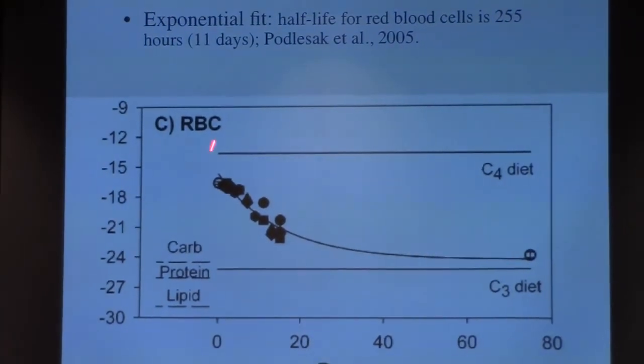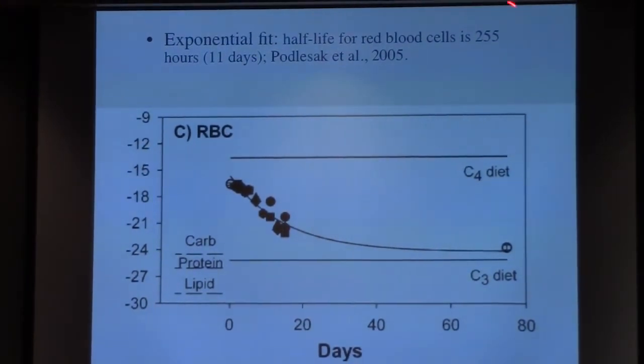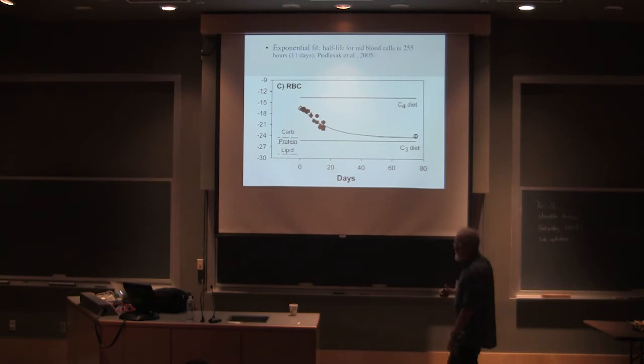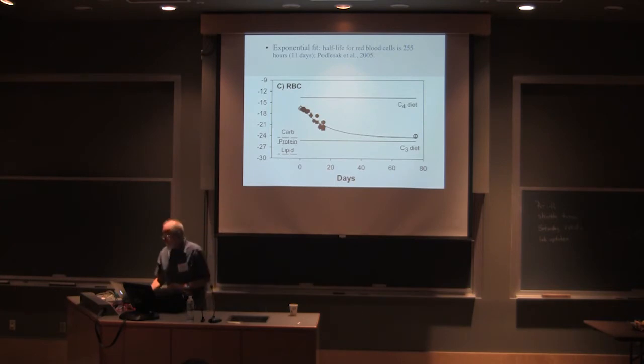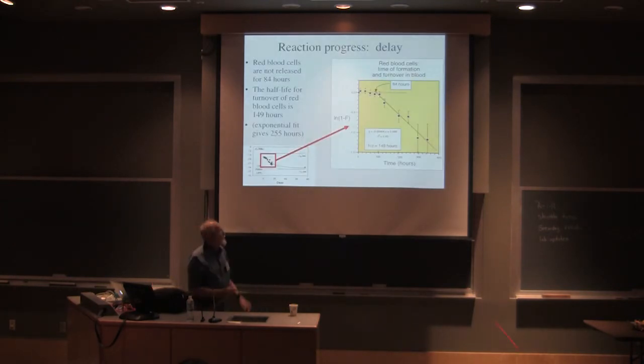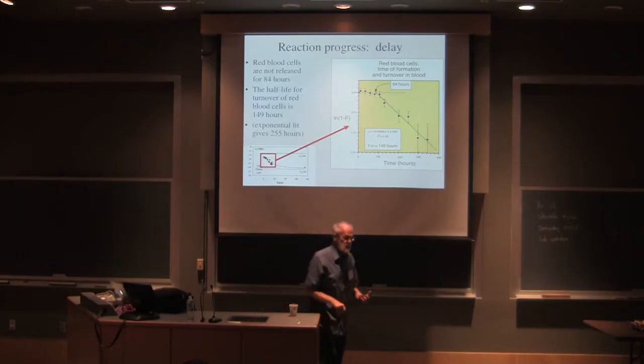And we said, well, here's the red blood cell data that they had published, okay? And they published 255 hours, 11 days, as the turnover time for the red blood cells. Well, now let's re-look at the data in the reaction progress model. And here's the turnover, and oops, it does not intercept 0. It actually has a delay time. Nothing happens for 84 hours.